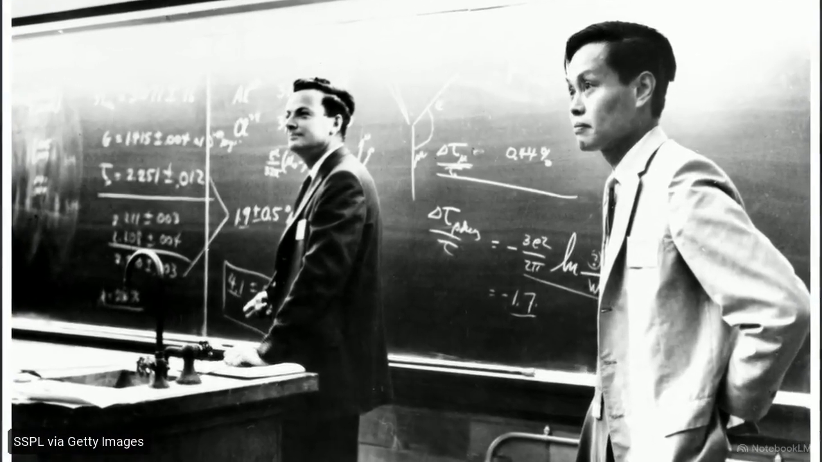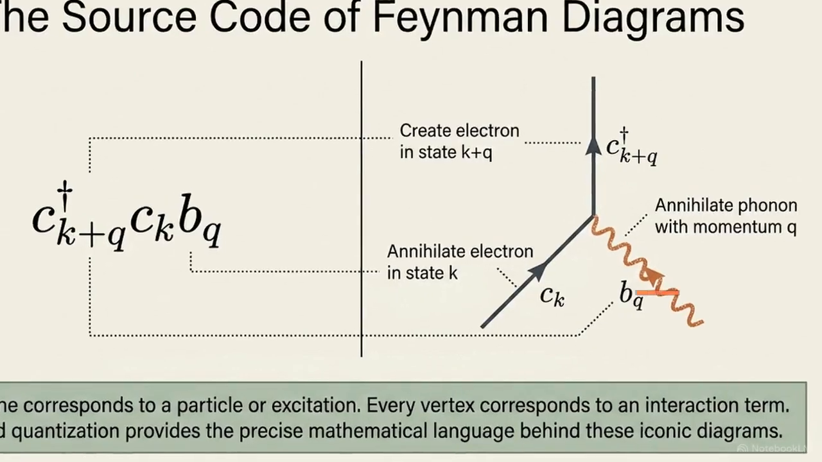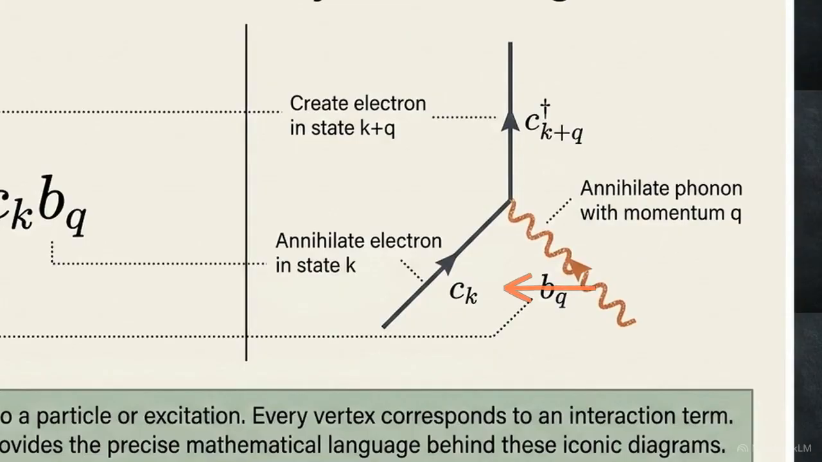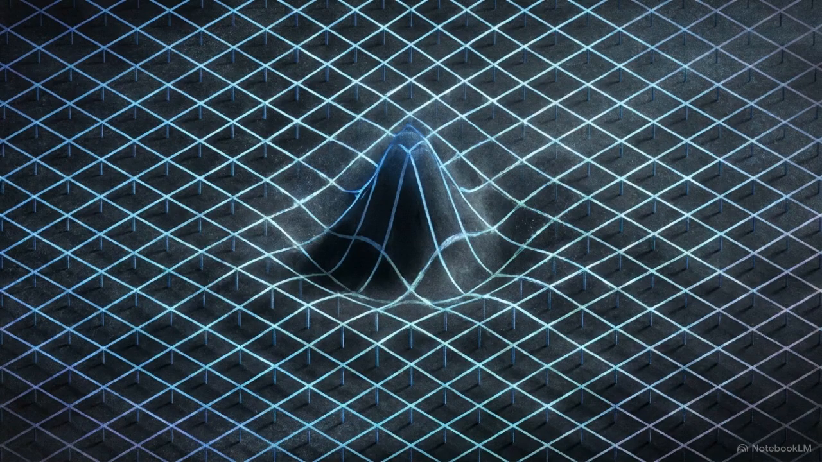As you can see here, there is a strict one-to-one mapping. Every incoming or outgoing line corresponds to a particle state, and every intersection, every vertex where things interact, is governed precisely by a string of creation and annihilation operators. Zooming out from individual diagrams connects this operator language to the large-scale architecture of the universe.